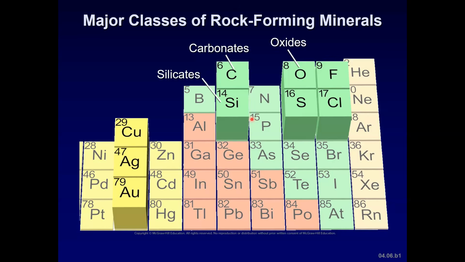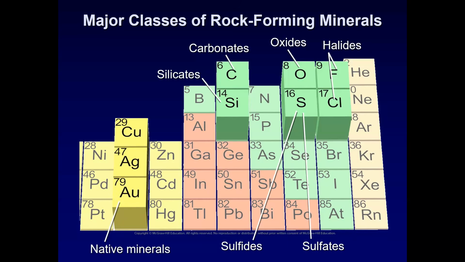And then oxides would be oxygen bonded with a metal, like iron oxide. Halides, looking at chlorine or fluorine, those would be typically bonded with a metal from the left side of the periodic table. Sulfates, you'd have sulfur combined with oxygen and bonded to a metal. And then sulfides would be sulfur bonded with a metal. We can also have native minerals. That just contains a single element, like gold, silver, or copper.